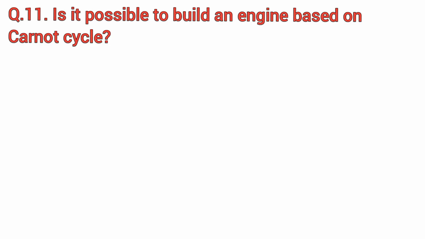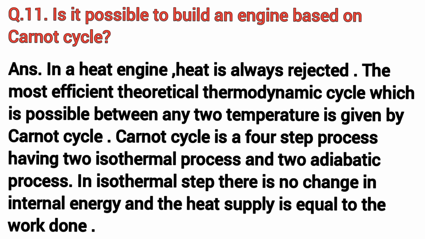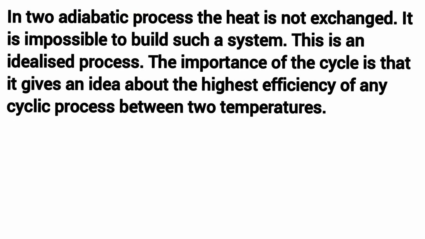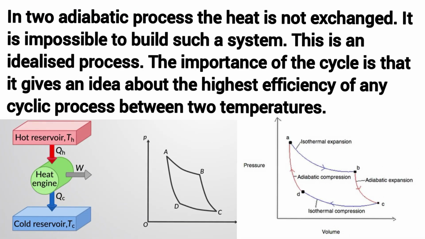Is it possible to build an engine based on the Carnot cycle? In a heat engine, heat is always rejected. The most efficient theoretical thermodynamic cycle, which is possible between any two temperatures, is given by the Carnot cycle. Carnot cycle is a 4-step process having two isothermal processes and two adiabatic processes. In an isothermal step, there is no change in internal energy and the heat supply is equal to the work done. In an adiabatic process, heat is not exchanged. It is impossible to build such a system. This is an idealized process. The importance of the cycle is that it gives an idea about the highest efficiency of any cyclic process between two temperatures.